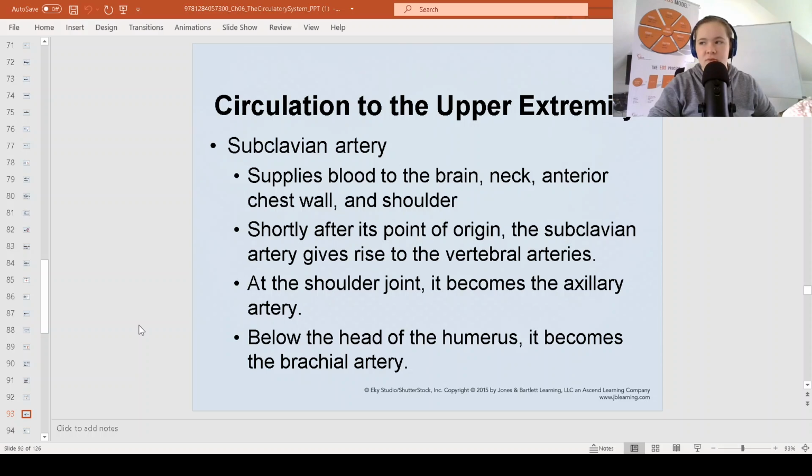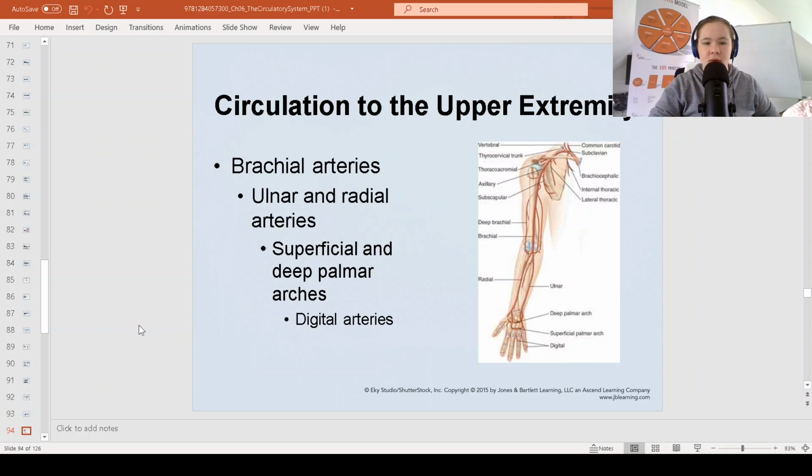It's a site we use actually a lot for babies and infants as well. The brachial artery branches into the ulnar and radial arteries. These form the superficial and deep palmar arches, and as you can see, they show exactly where they are.